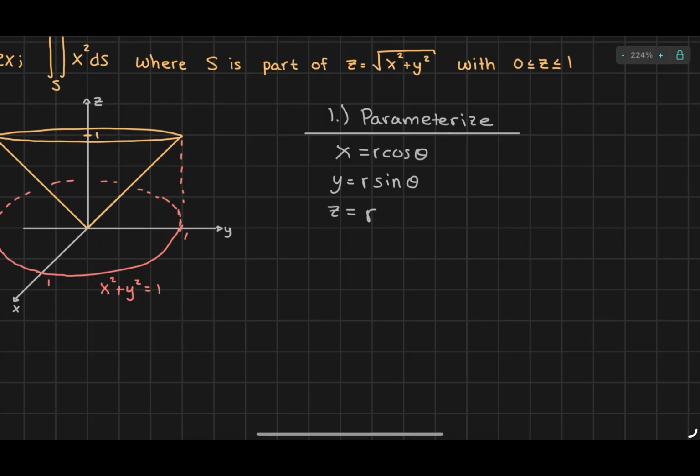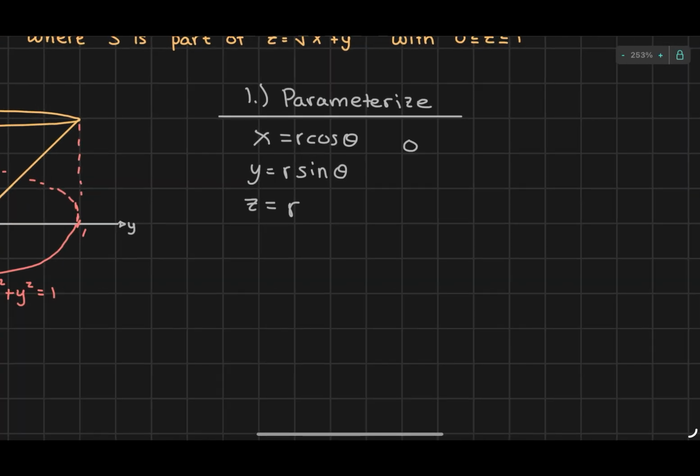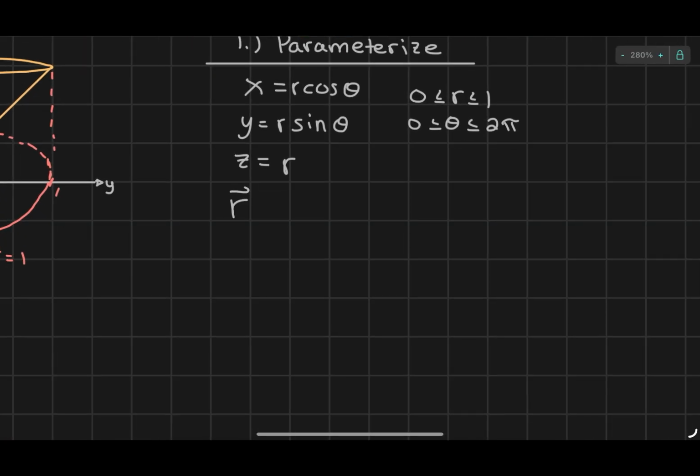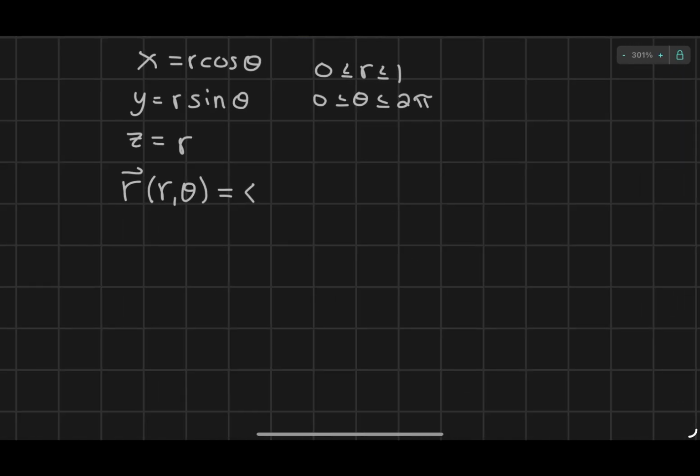And our bounds, well, our r is going to go from 0 to 1. And our theta is going to go from 0 to 2 pi since it is a circle. We are completely parameterized now. Let's go ahead and write it into our vector notation. Our r of r theta may be a little bit confusing there, but just know that that r on the outside is actually our parameterized function. It is equal to r cosine theta, r sine theta, and r.